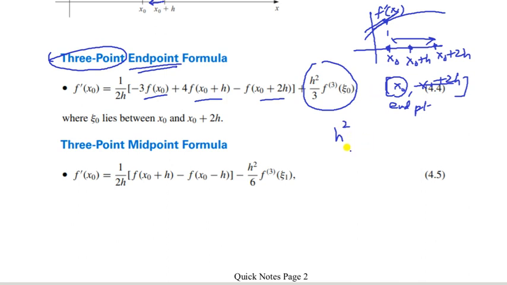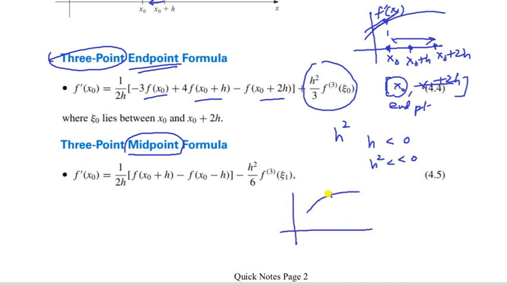Right? Because when h is small, h square is even smaller. Okay, so h square is better. So this is your second order approximation basically upon h. Anyway, so we can use the midpoint as well. Midpoint formula. What do we mean by midpoint formula? Midpoint means your h is in the midpoint. Your x naught is in the midpoint.